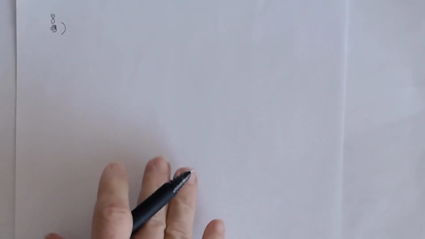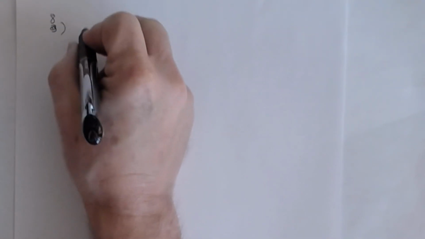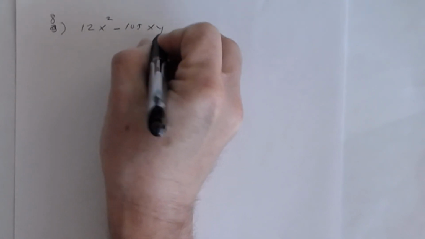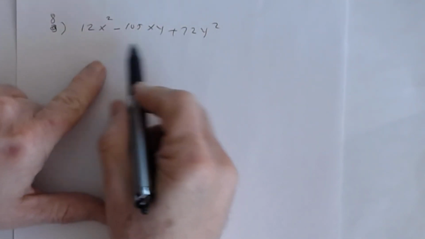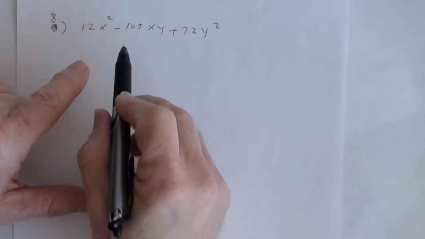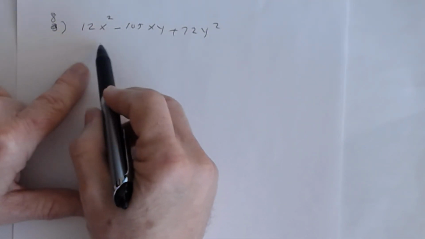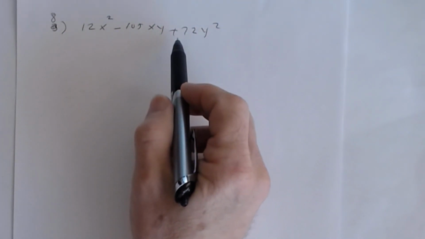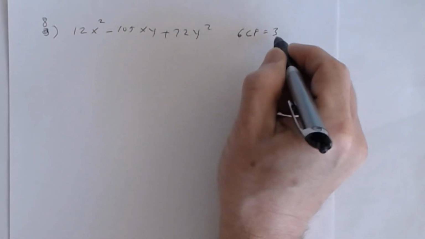So let's suppose in number 8, we had this. Okay, let's do this one. We have 12x squared minus 105xy plus 72y squared. So notice that you have 2 variables, an x squared and a y squared. But I also want you to notice that this 12, this negative 105, and this positive 72, they're all divisible by 3. So the GCF is 3.